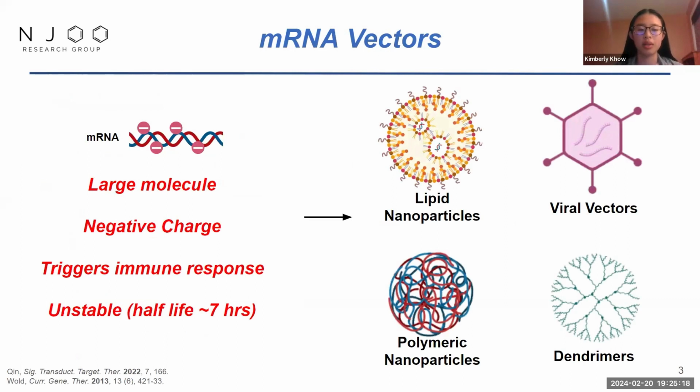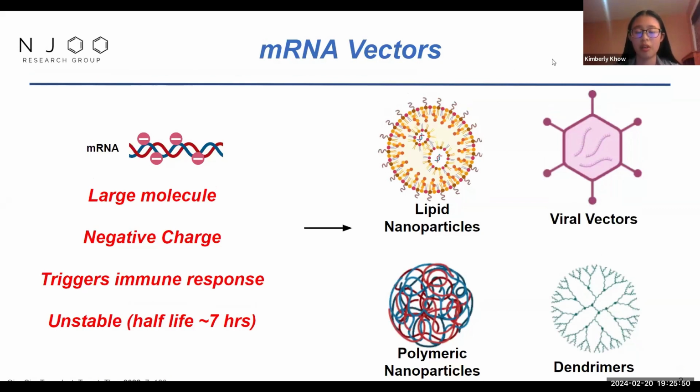All right, so it's pretty well established that mRNA is rather difficult to deliver directly into cells, primarily because of its large size and its negative charge, which is a result of the phosphates on the sugar phosphate backbone. These characteristics prevent it from easily diffusing through the phospholipid bilayer or cell membrane and make it difficult to enter the cell on its own. In addition, it is known to trigger the innate immune response and is rather unstable with a half-life of about just 7 hours.